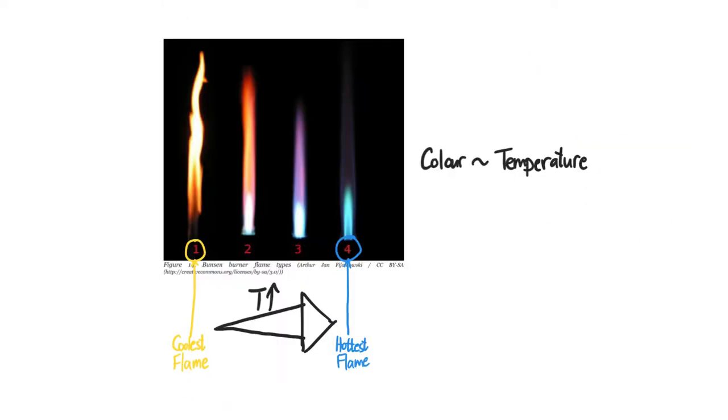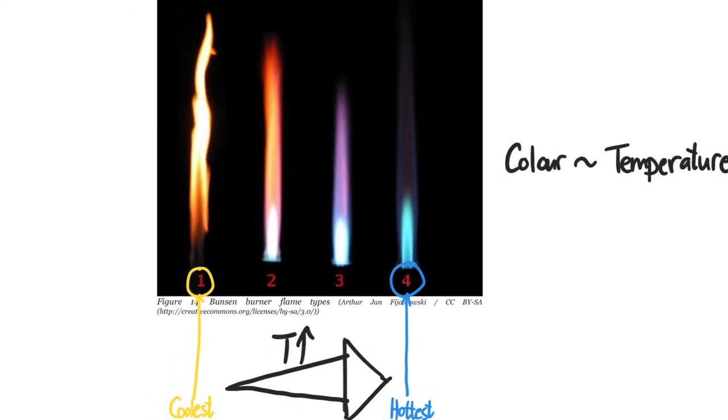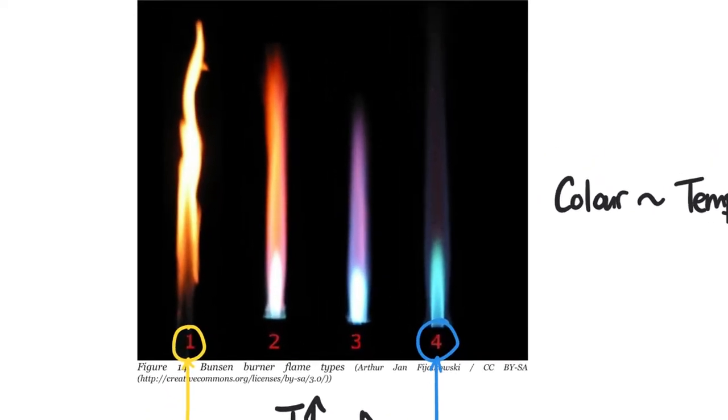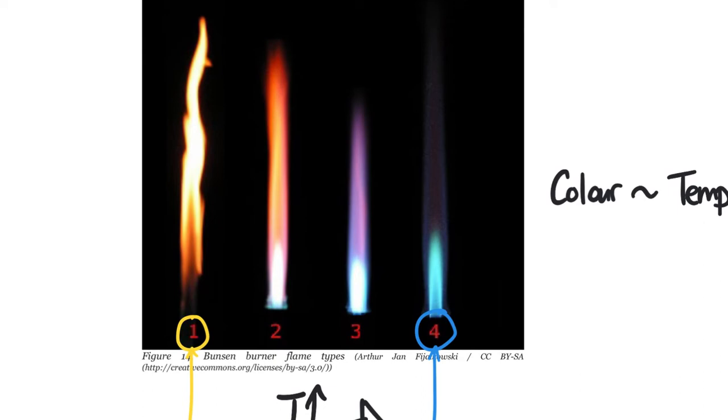Now, in a laboratory on Earth, if we look at Bunsen burner flames that are burning at different temperatures, and if you've ever used a Bunsen burner, and I sincerely hope that you have, the way we increase the temperature is by adding more oxygen, by opening the collar of the Bunsen burner more and more. Now, as you open the collar of the Bunsen burner, you see that the color varies and the temperature varies.